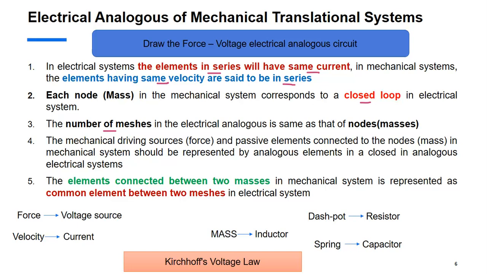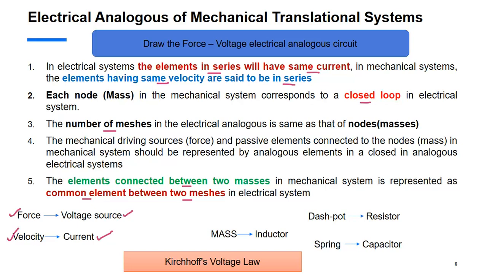If suppose in the mechanical system the elements appear between the two masses, they become a common element between two meshes in the electrical system. And as we know, in the mechanical translational system, input is a force, which is equivalent to a voltage source in an electrical system. Output is a velocity. In an electrical system, it is current through the elements.